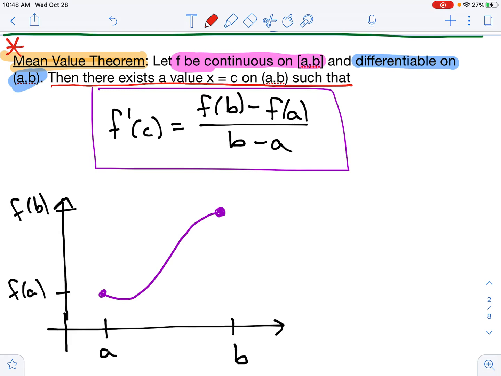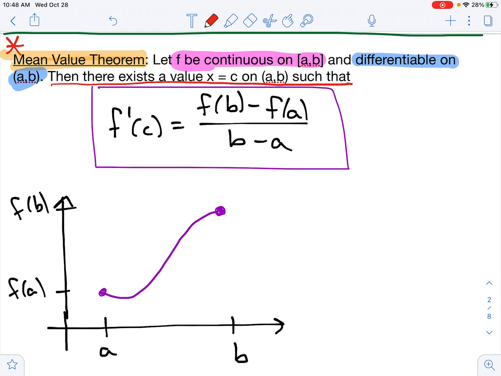Now in the diagram below, I just have some arbitrary function that satisfies these conditions. It's continuous and differentiable on the interval a to b. What does this formula say? What is the conclusion of the mean value theorem saying? Well, let's break it apart. On the left, we have f prime of c. What does that represent? That represents the slope of f at x equals c, or the instantaneous rate of change of f at x equals c. Let's call it the slope of f at x equals c.